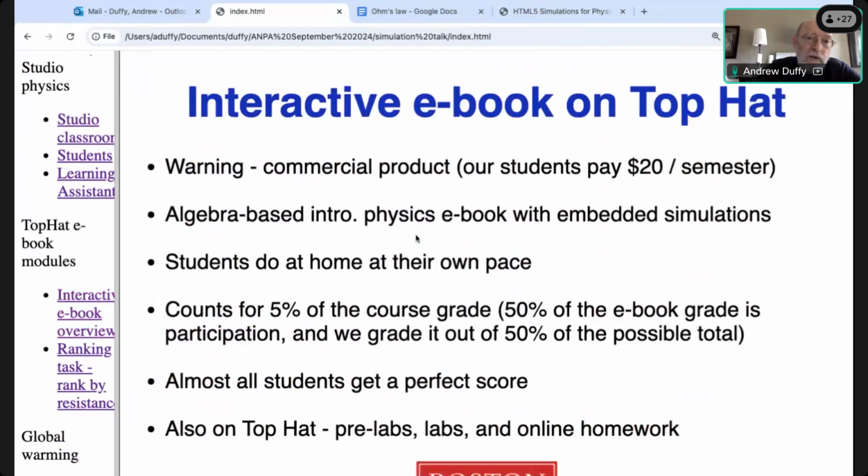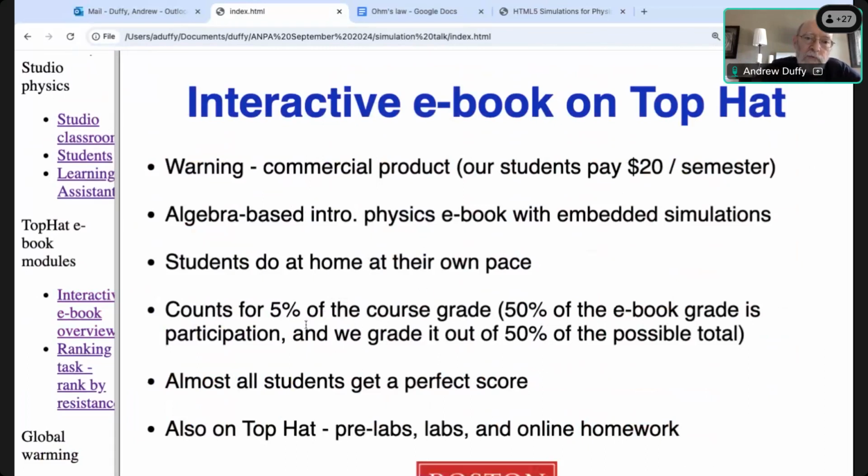So what is it? It's an algebra-based intro physics ebook. It's got embedded simulations. It's got lots of questions. So as they're going through the material, it asks them questions that they have to answer so they can assess whether they really understand it.